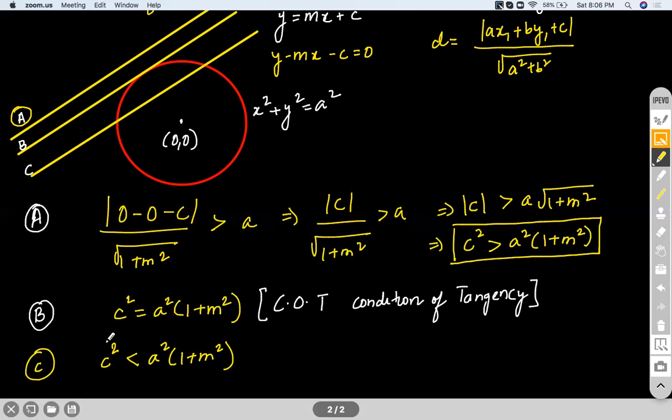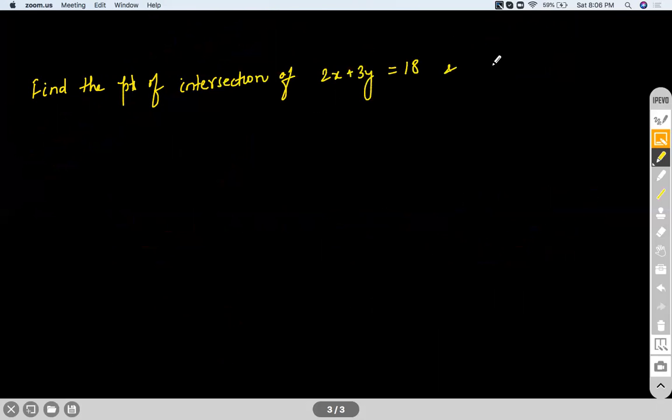Question: find the points of intersection of the line 2x plus 3y is equal to 18 and x square plus y square is equal to 25.